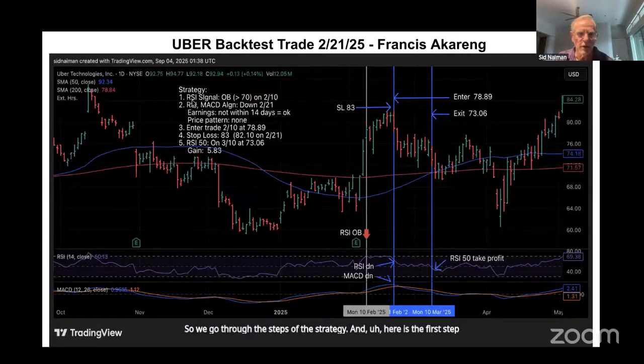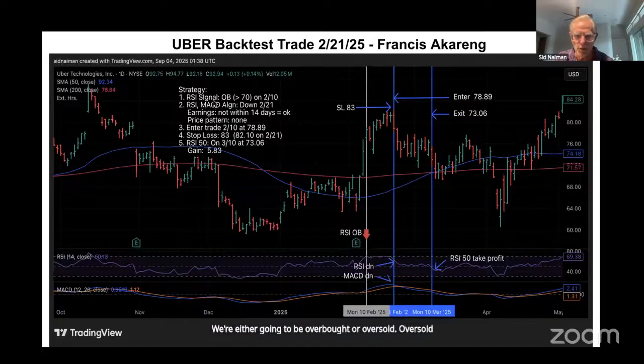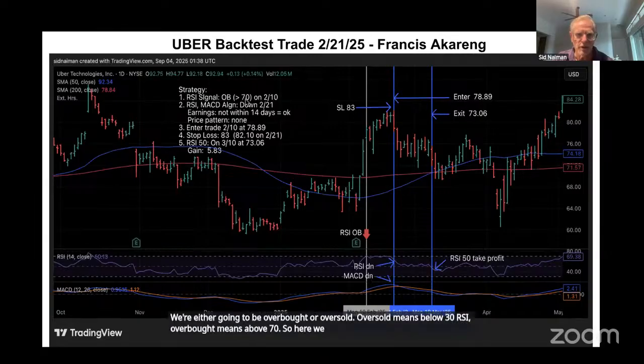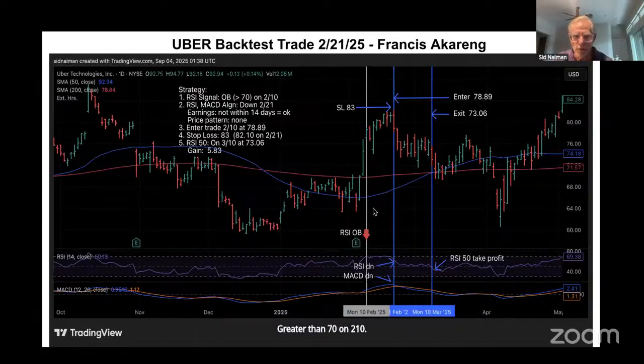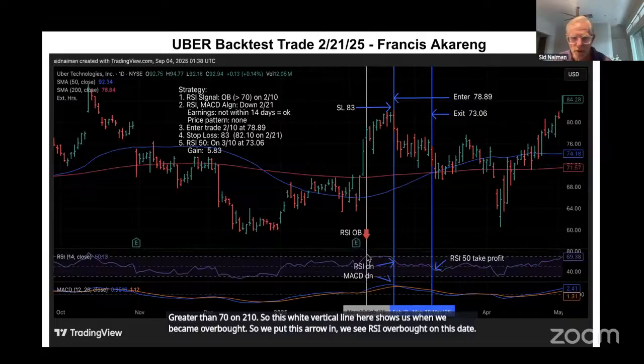Strategy. First thing we look for is a signal. We need an RSI signal. We're either going to be overbought or oversold. Oversold means below 30 RSI. Overbought means above 70. So here we have a signal, overbought, greater than 70 on 2/10. This white vertical line shows us when we became overbought. So we put this arrow in, we see RSI overbought on this date. We see right here it went above 70.